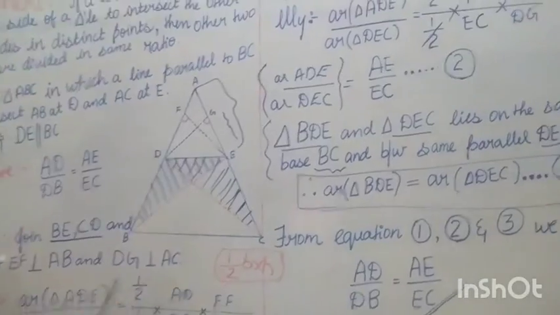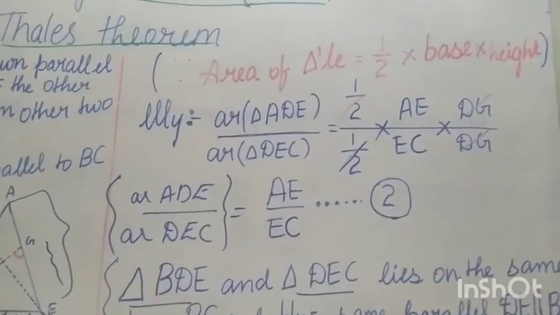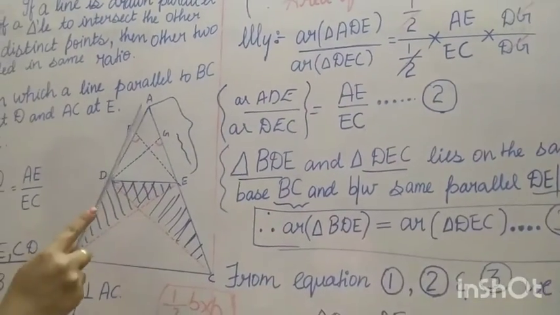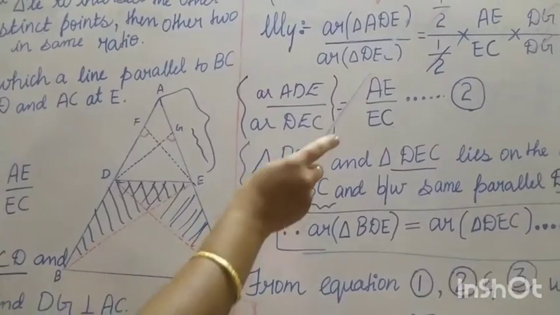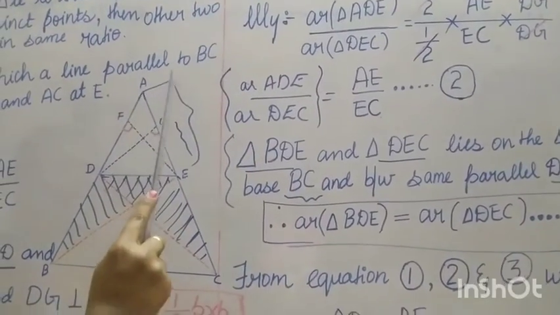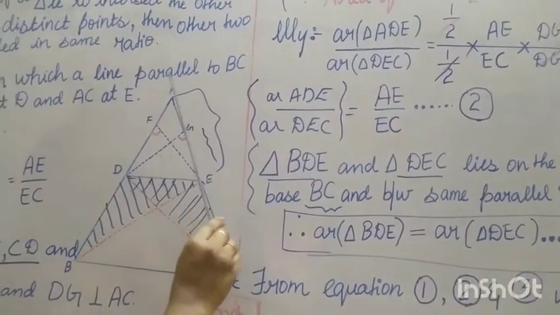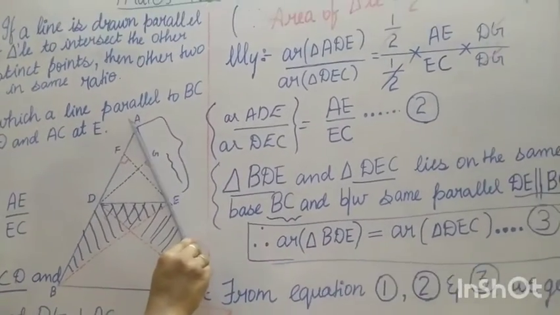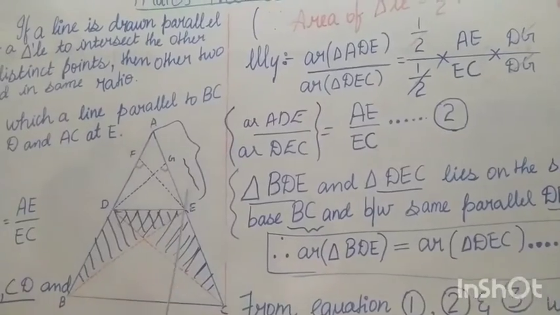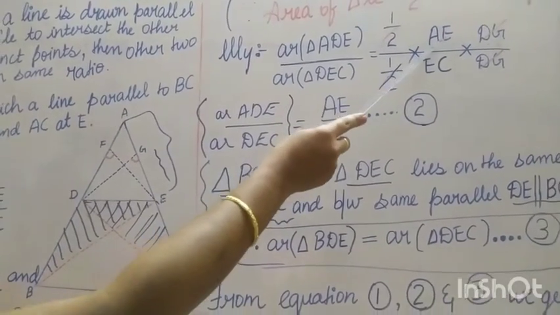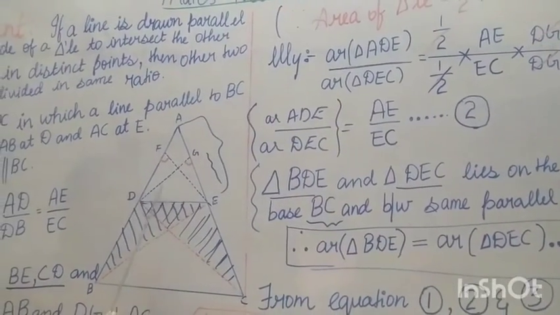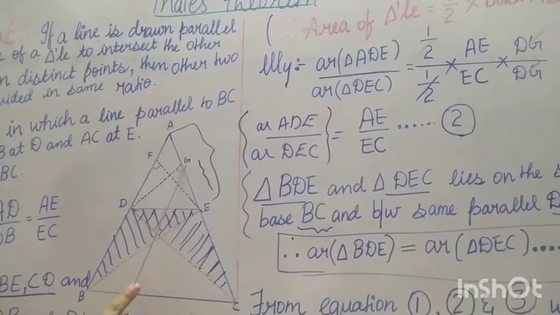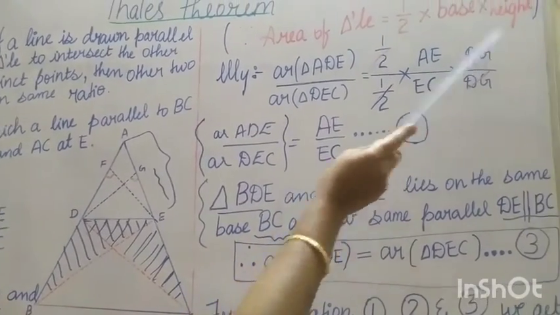And similarly let us consider the triangle ADE again. Again half into base. Let us take this base as AE, that is on the other side of the triangle, that is AC. On this, AC can also be taken as base or AE can also be taken as base. So here AE is the base and DG is the perpendicular distance, that is the height of the triangle.